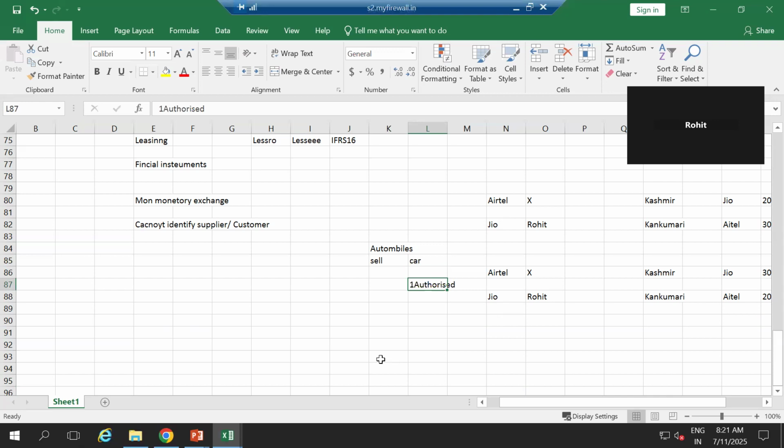Let's say I'm buying a bike from Suzuki. If there is any repair, I go to the Suzuki authorized dealer and get it repaired using authorized parts because I have a 1 year warranty. So that 1 year warranty is a contract. So for them, IFRS 15 is applicable.